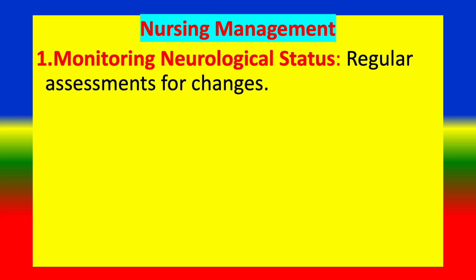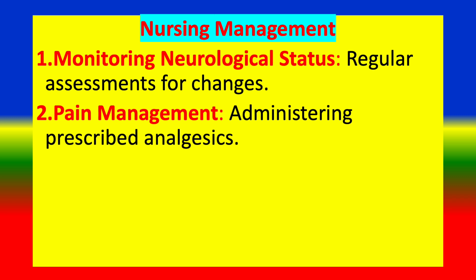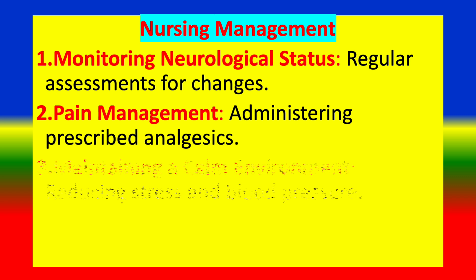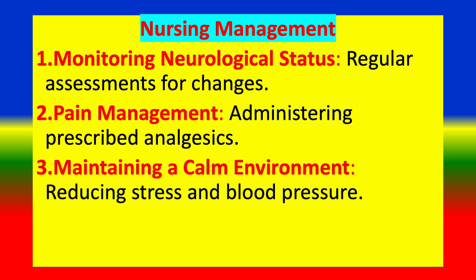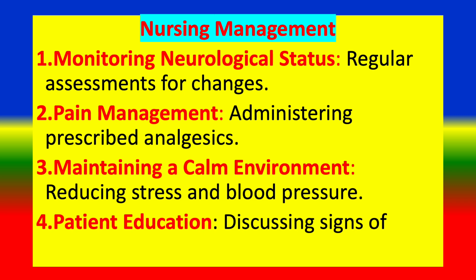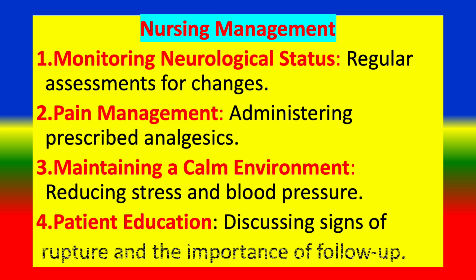Nursing management. 1. Monitoring neurological status, regular assessment for changes. 2. Pain management, administering prescribed analgesics. 3. Maintaining a calm environment, reducing stress and blood pressure. 4. Patient education, discussing signs of rupture and the importance of follow-up.